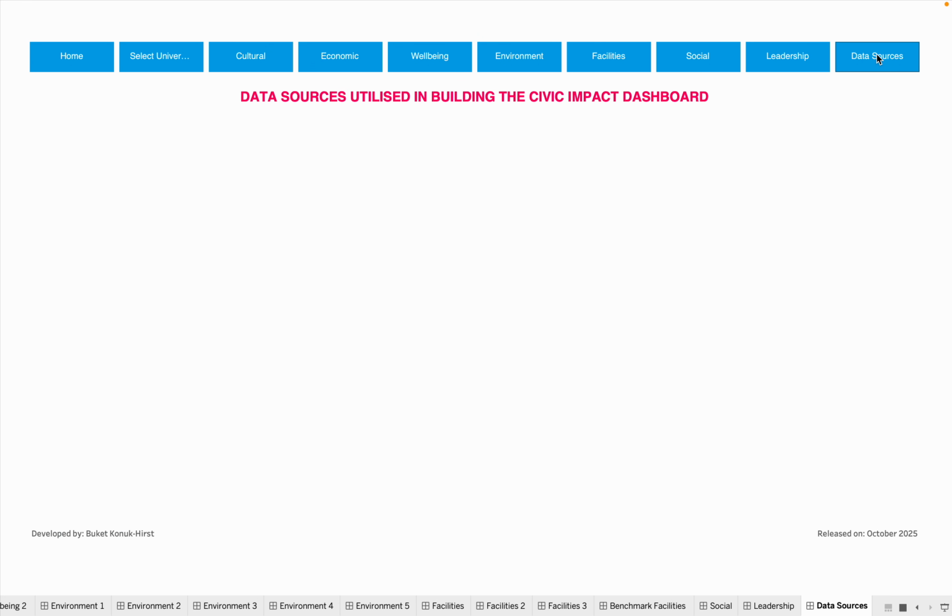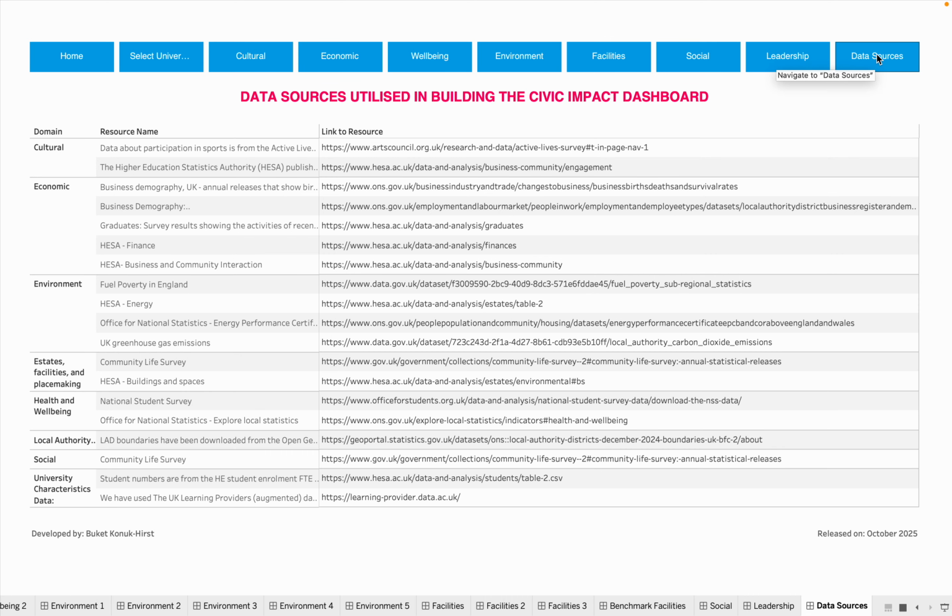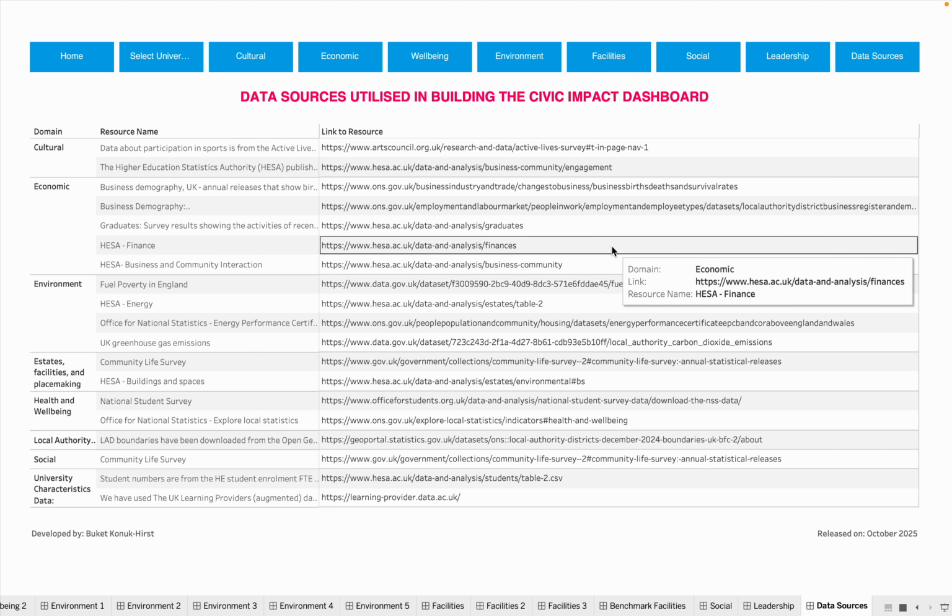Okay, the last thing we can have a look at is the data sources. So for each domain, you can see how the charts and data are populated, and you can have a look where it's coming from.